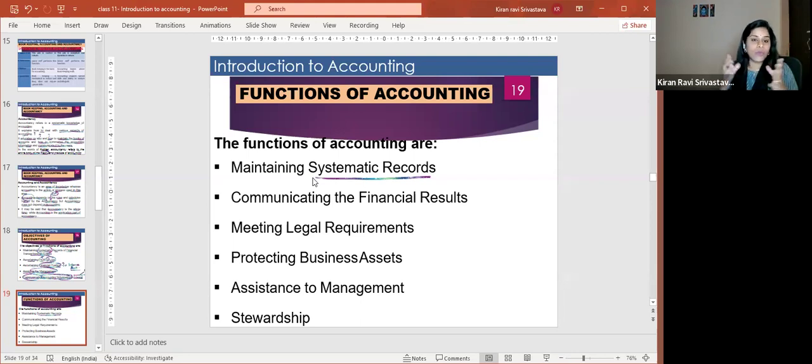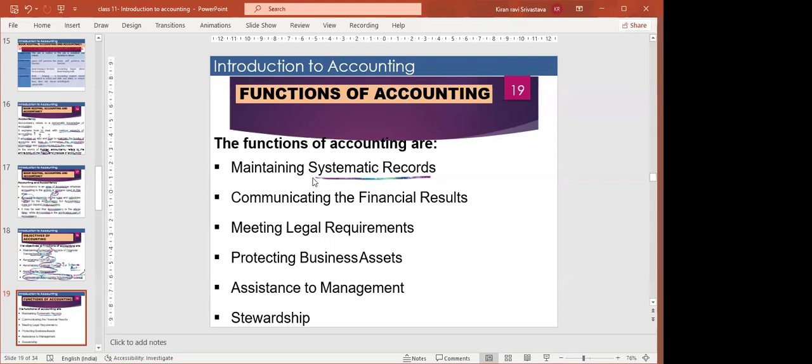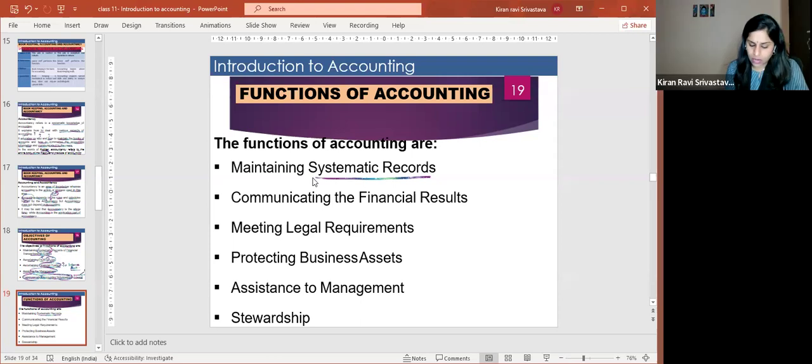What are the functions? So for example, what is the function of my hand? What is the function of my leg? So that is function. And communicating the financial results, this is also one of the functions. Meeting the legal requirements. Now what does this mean?